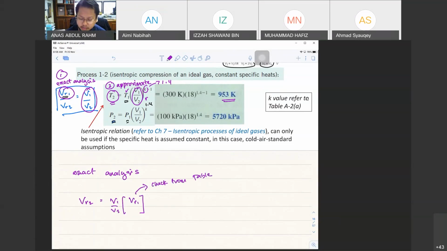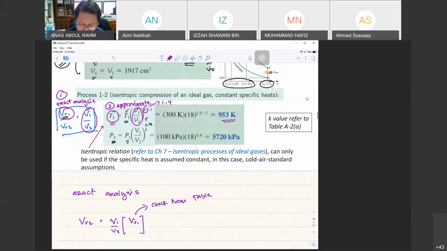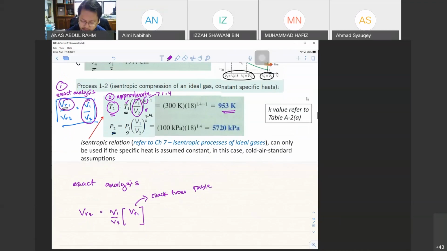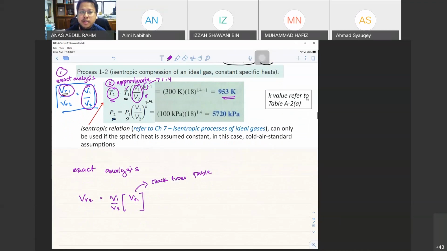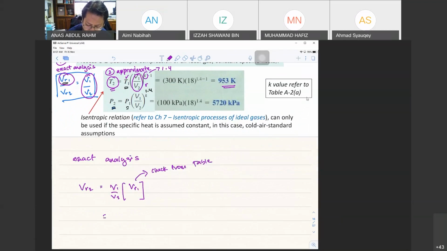Which table? Ideal gas table. Table A17 if I'm not mistaken. So you can check from the table. Once you get this, you substitute and you get your answer. Let's say you get VR2 equals something. This is in terms of VR2.